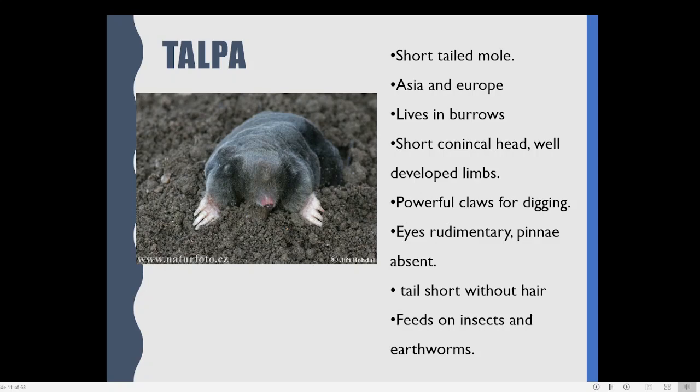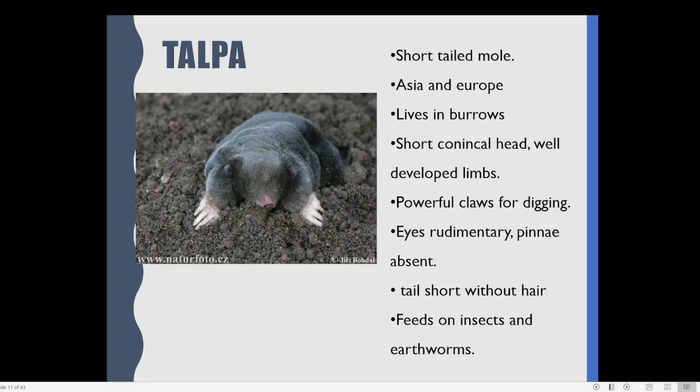Then as far as the distribution, meaning where these animals are present, their main centers of distribution are the Asian continent as well as the European continent. Then as you can see from the picture here and also from here, we can understand that they are mainly a burrowing type of animal. And here also you can see that they are mainly living in burrows. That is one important feature of the talpa, it lives in burrows, just like our rat, mice, etc.